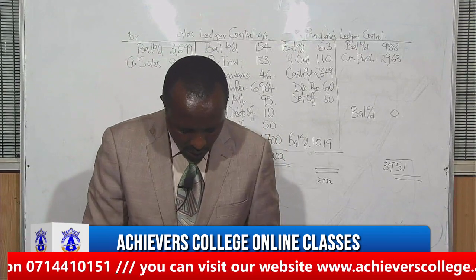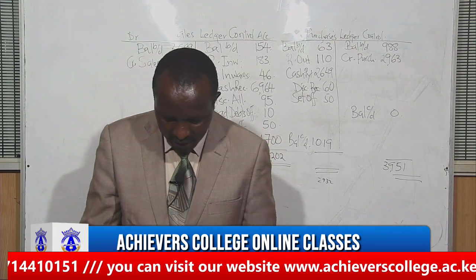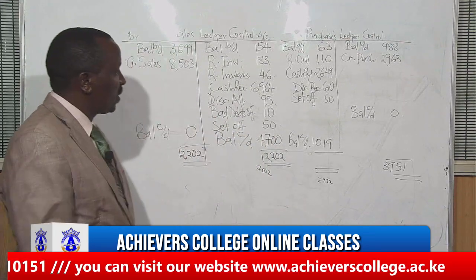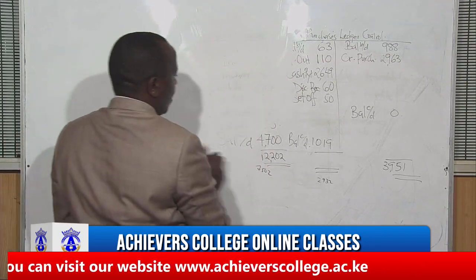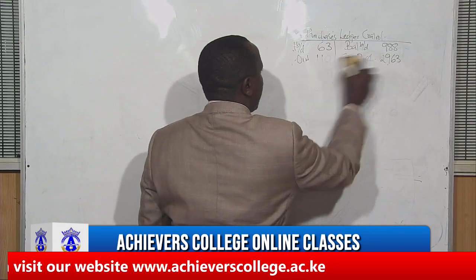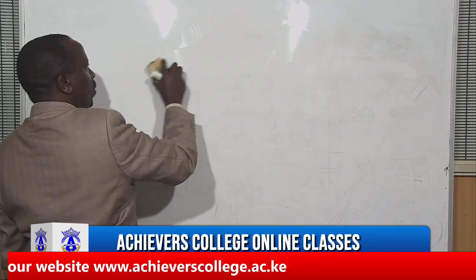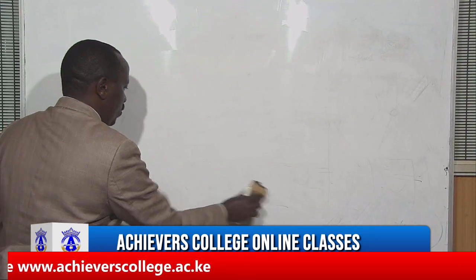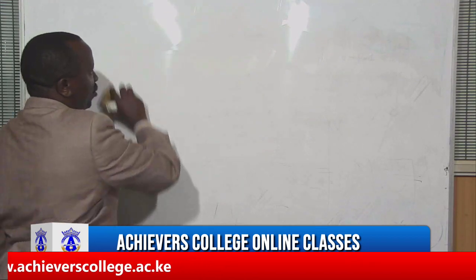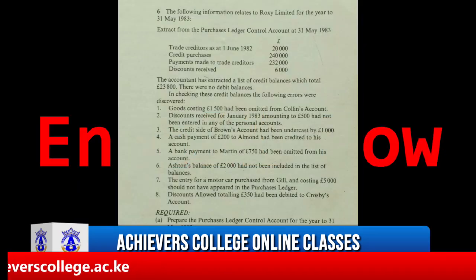We do a question on how to check the errors, and this is the question that I want us to read, so that we can know whether we are able to control and correct our errors, so that we do not go with the wrong figures when we are drawing the balance sheet and other financial statements. And therefore, the question reads: the following information relates to Roxy Limited for the year to 1 May 1983.